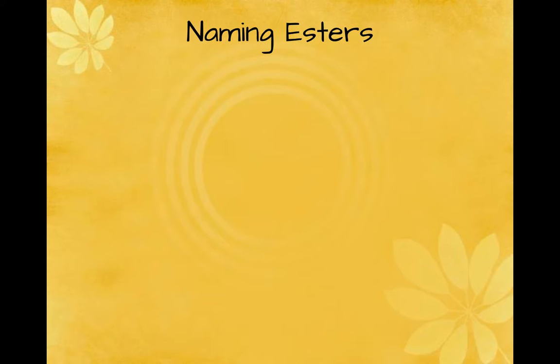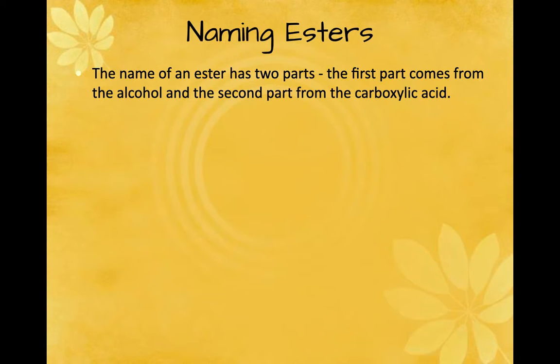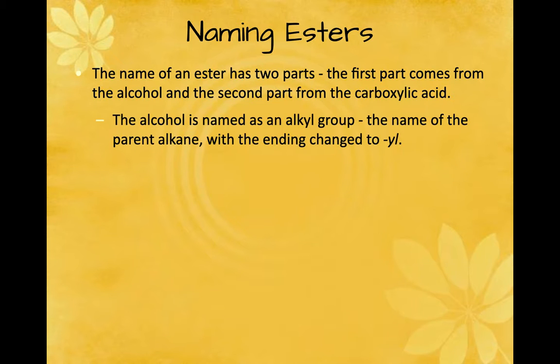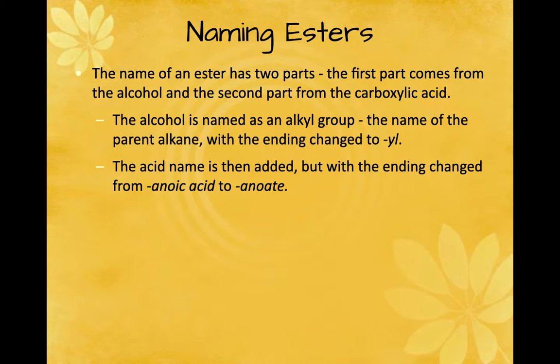So how do we name esters? The name of an ester has two parts. The first part comes from the alcohol, and the second part from the carboxylic acid. The alcohol is named as an alkyl group. So you figure out the name of the parent alkane and then change the ending to yl. And then you add the acid name, but you change the ending from anoic acid to anoate.